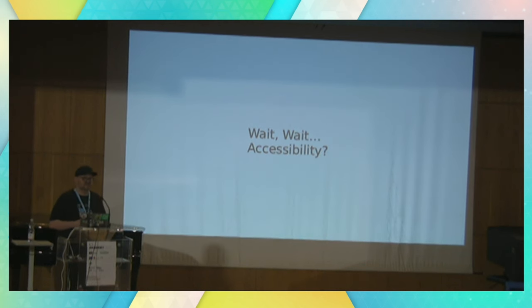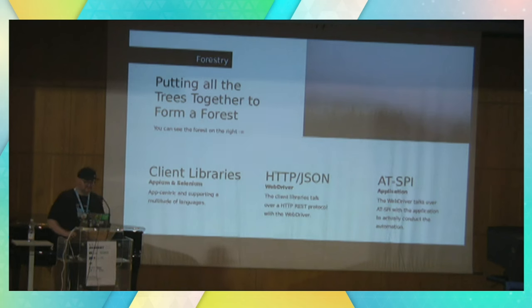So we can put all these building blocks, all the trees together and form a lovely forest. You can see the forest right there. It's a bit foggy. So we have a bunch of client libraries, and we have a bunch of HTTP and JSON in the middle, and then we have ATSPI on the end, and somewhere there's an application. So essentially it looks like this in black and white because the slides are in black and white.